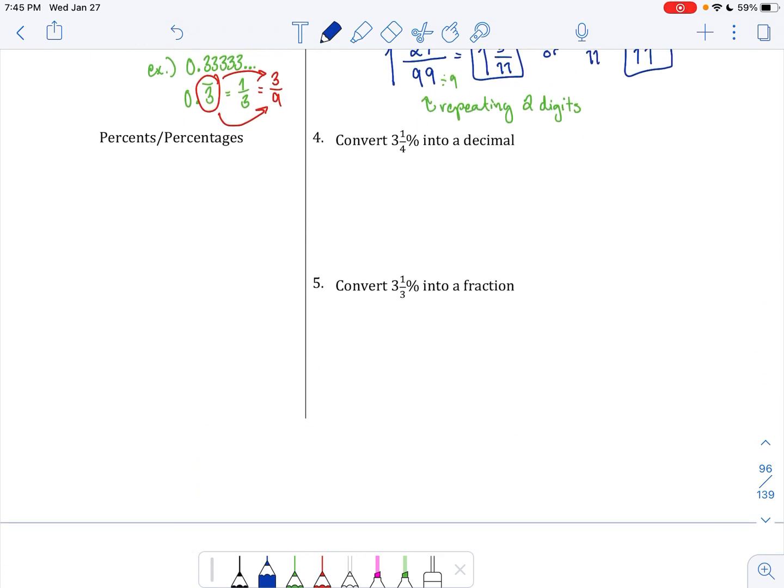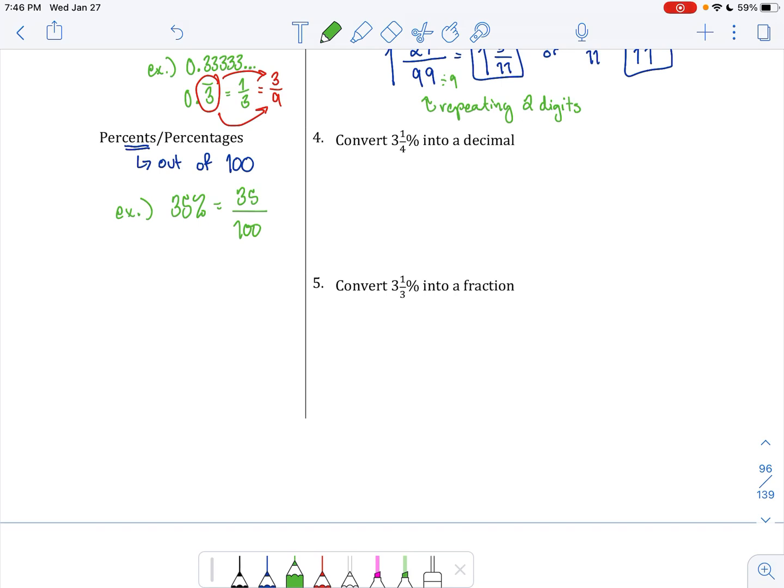Now, let's talk about percents and percentages. So the main thing with a percent or a percentage is that if we look at the word cent here, like centimeter or cent in a dollar, that means out of 100. So per cent is per every 100, just like you'd see per mile. In this case, if we have something like 35%, that's 35 out of 100.